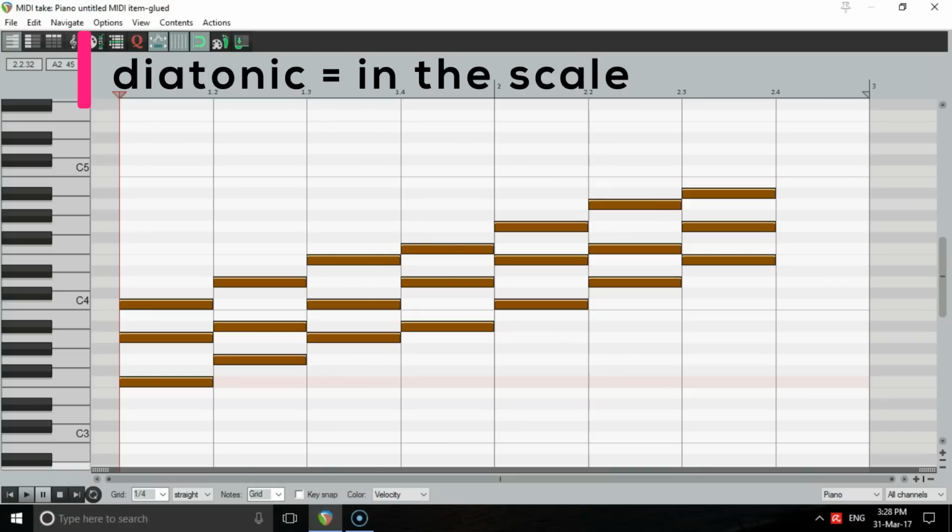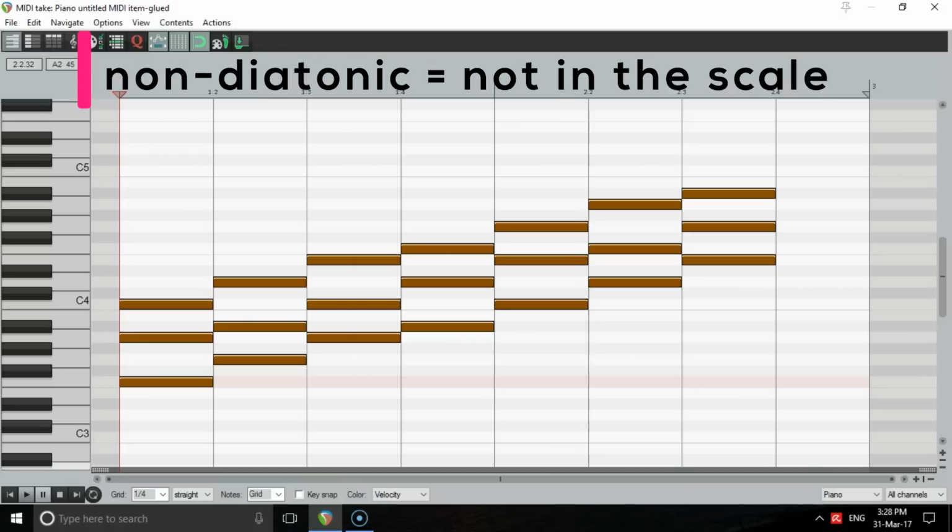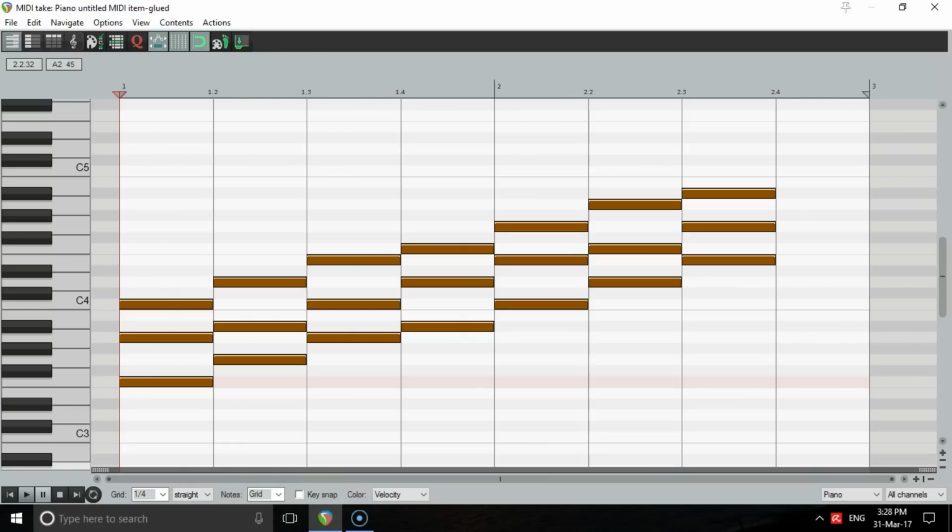Simply put, diatonic refers to notes that are in the scale, and non-diatonic refers to notes that are not in the scale. So, all the notes of a diatonic chord are in the scale, but one or more notes of a non-diatonic chord are out of the scale. By the way, non-diatonic notes are also referred to as chromatic notes, because the chromatic scale contains all 12 notes. Okay, let's get into the chord progression in your question now.